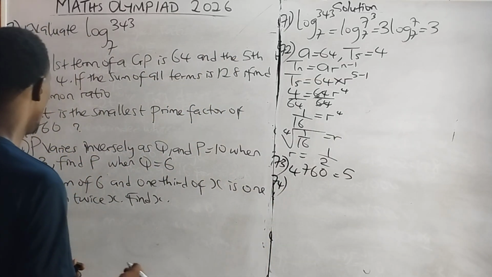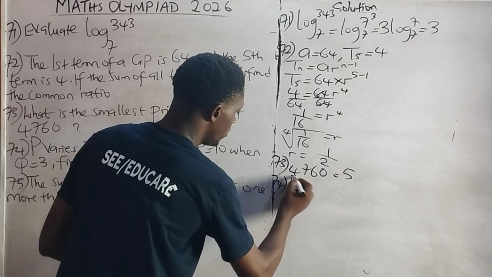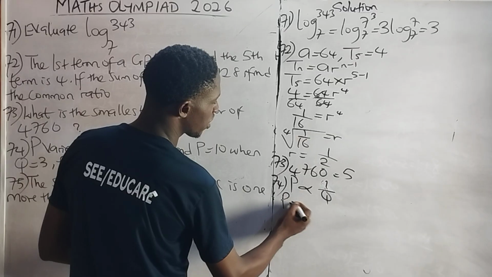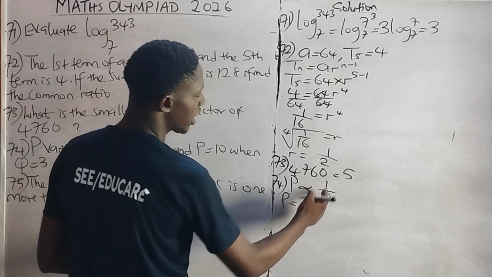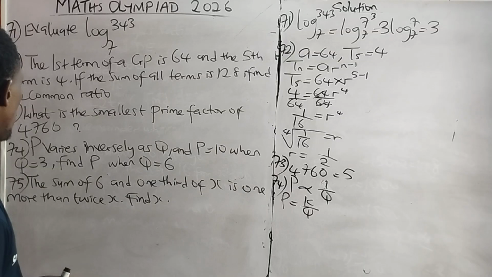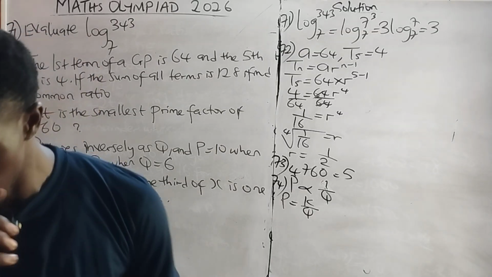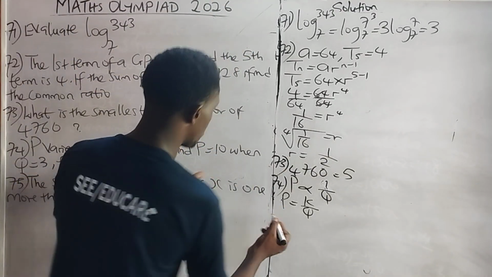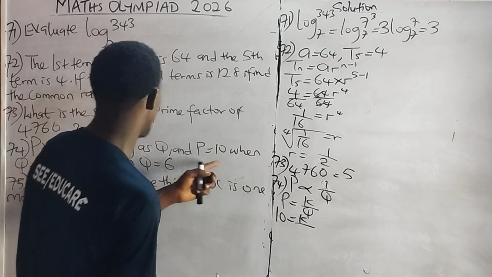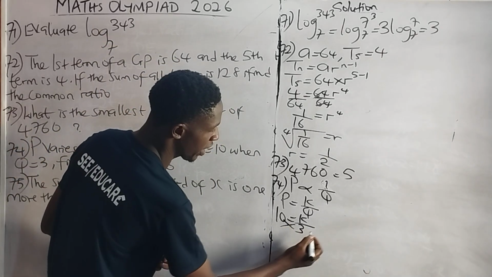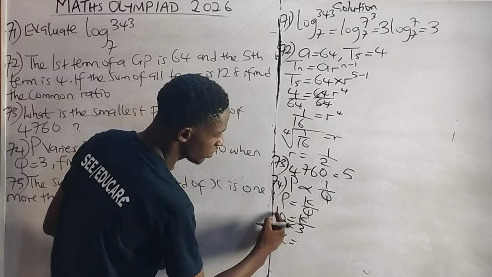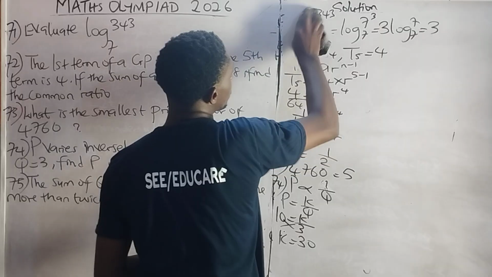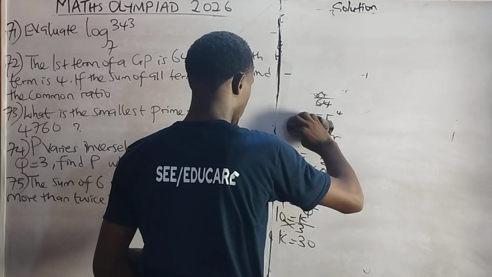This is variation. P varies inversely as Q. That is, P varies as 1 over Q. So let's introduce a constant. This is K over Q. P is given as 10. So let's start. We have 10 is equal to K over Q, and Q is 3. We'll cross multiply. Therefore, our K is equal to 10 times 3, which is 30. Let me continue from here so that we'll have enough space to solve.